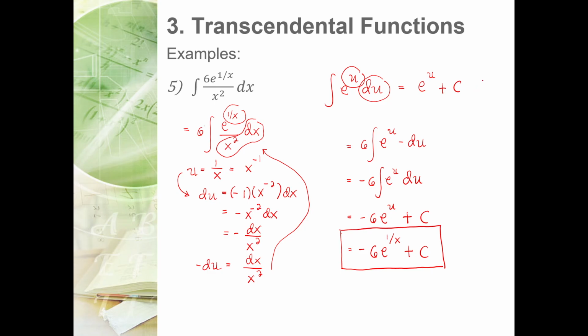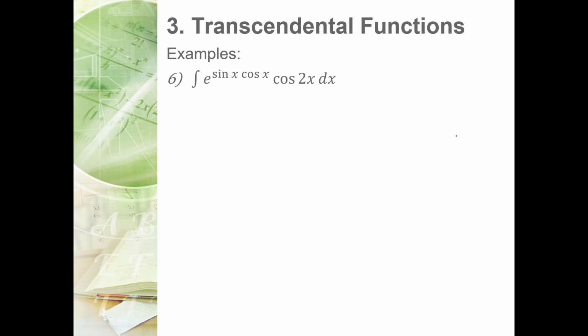Okay, so if you don't have questions, let's move to the next example. So this one is a final example. So again, we have the integral of e raised to sine x cosine x times cosine 2x dx. So again, this is a problem of the exponential function. So e to the power of u du.